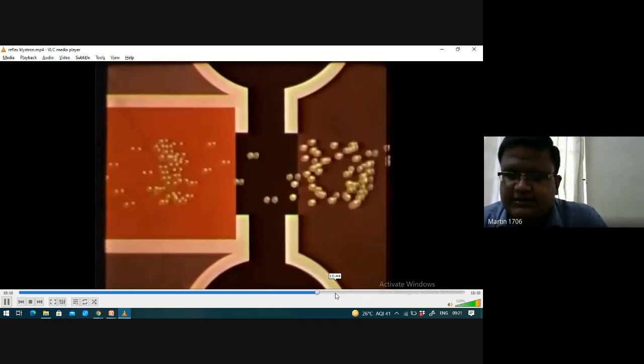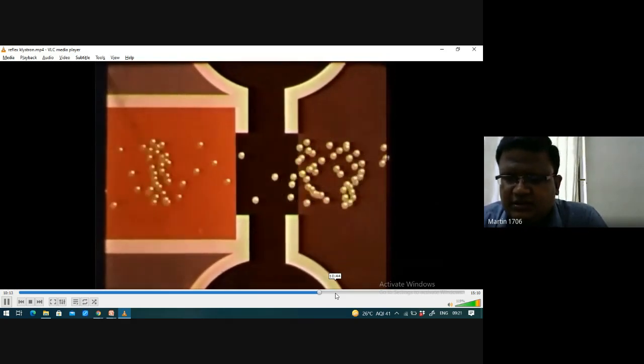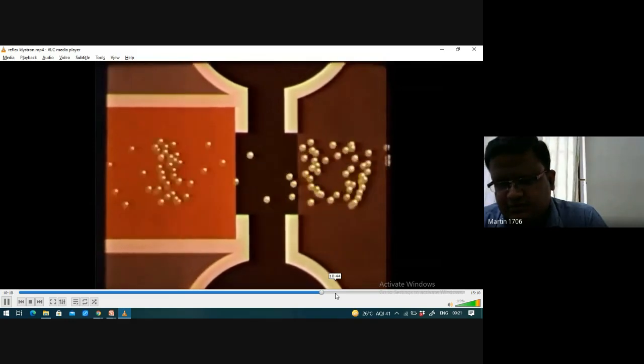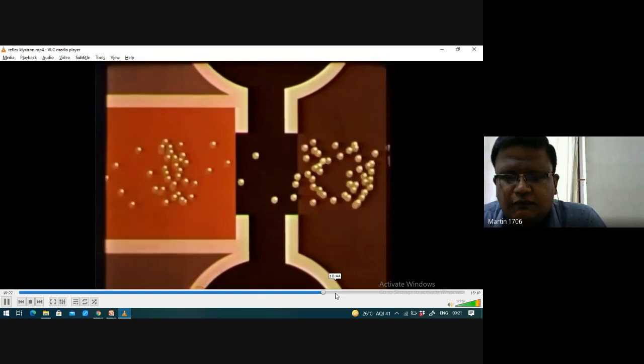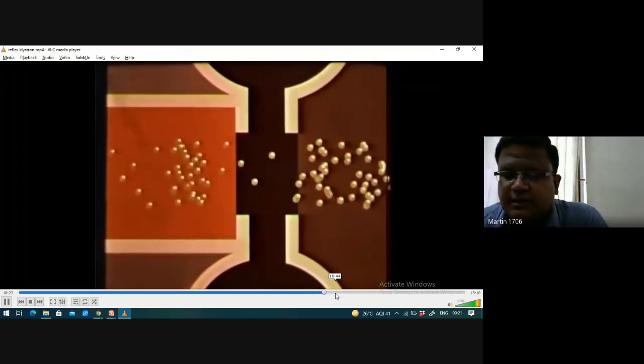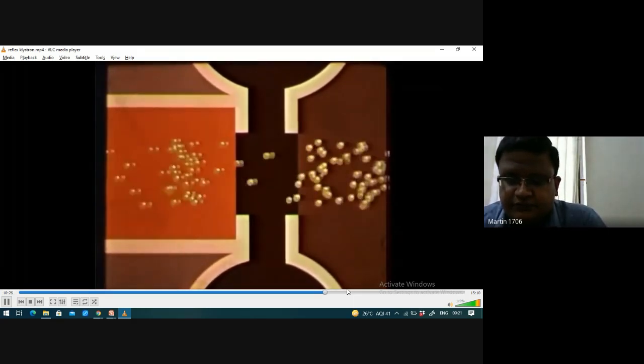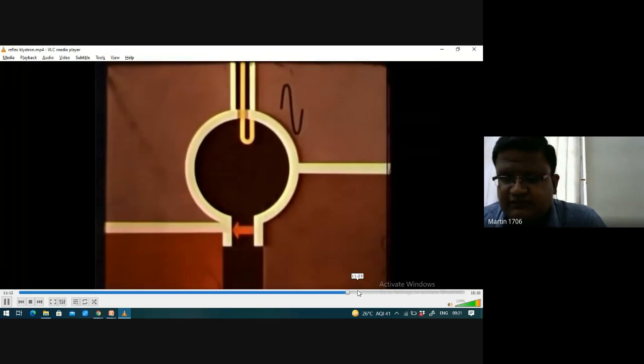At the catcher cavity, once they touch, some electrons may be returned back. Some electrons will be caught, most of the electrons will be caught, and only a few will be returned back. So this is the whole mechanism that happens.